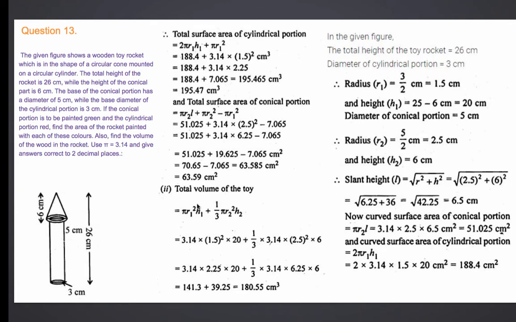Volume of cylinder is pi r square h. Put the values: pi is 3.14, radius 1.5 whole square, and height h is 20. And volume of cone is 1 by 3 pi r square h, 1 by 3 into pi 3.14, radius of the cone 2.5 as we have written here, and 6 is the height. Substituting values and adding, we get 180.55 centimeter cube as the total volume of the toy. Correct to 2 decimal places, so we would just round it off if needed. Already we are getting exactly the same, so leave it as it is.